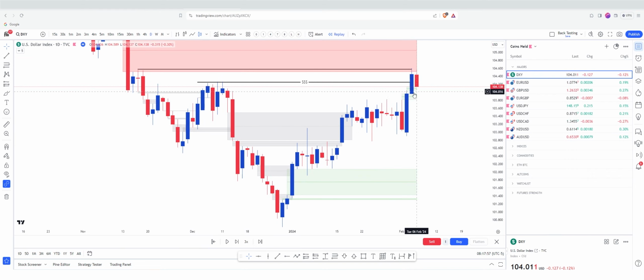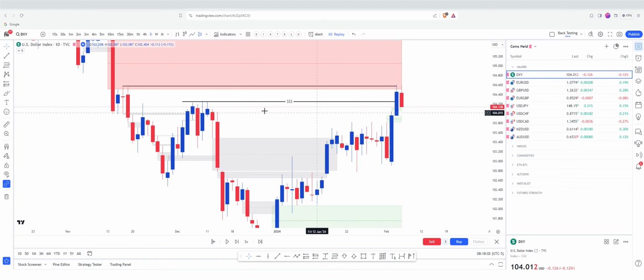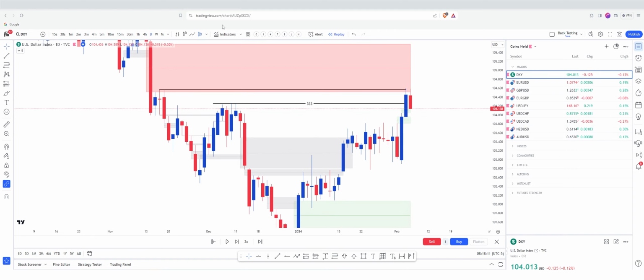So we have a fair value gap and a fair value gap both here. So this does support the bearish bias again. We have swept external liquidity, swing highs on the Dixie. We are closing back inside that range. So this supports the bearish thesis.